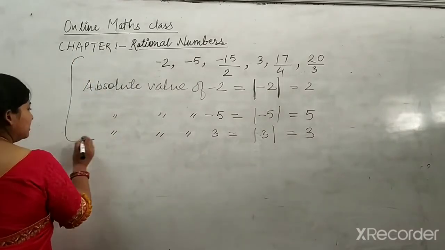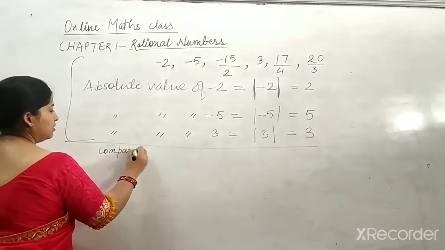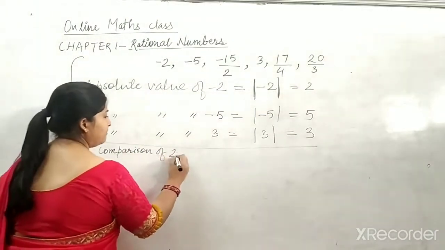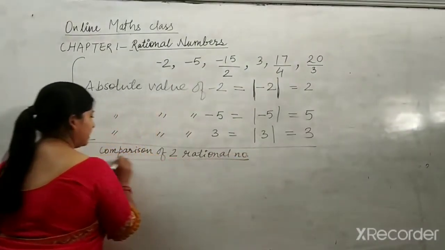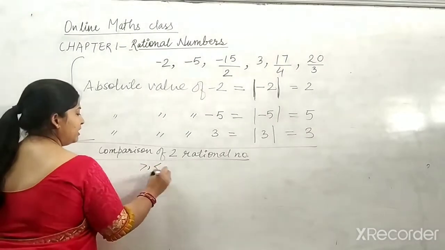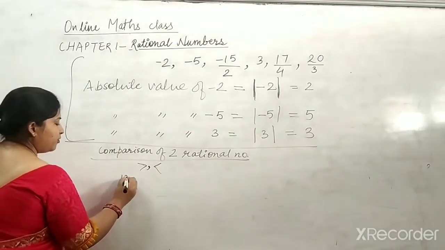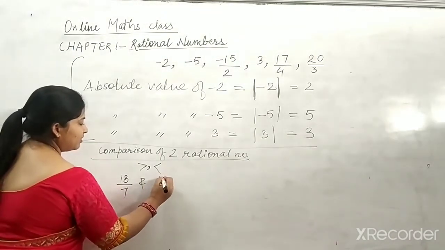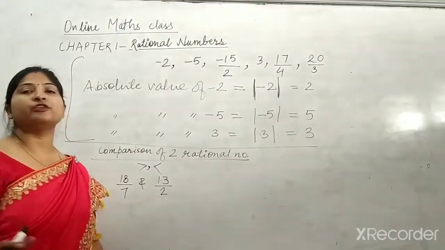Now the second topic is comparison. This is very, very important. Comparison of two rational numbers, or more than 2 also you can take. I am doing 2 rational numbers first. Like if I say put the sign of less than or greater than between 2 rational numbers, and the numbers are like this: 18 upon 7 and, you can take any value, 13 upon 2. We have to find which one is greater and which one is smaller.